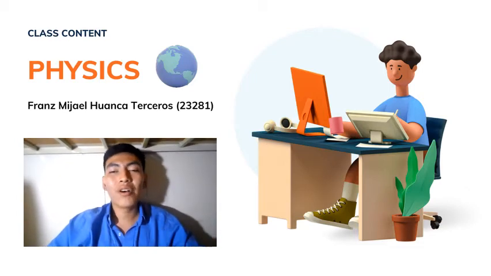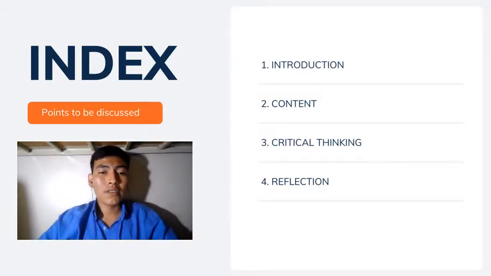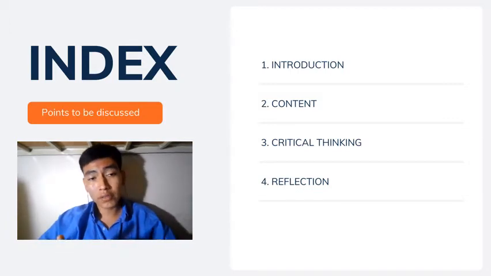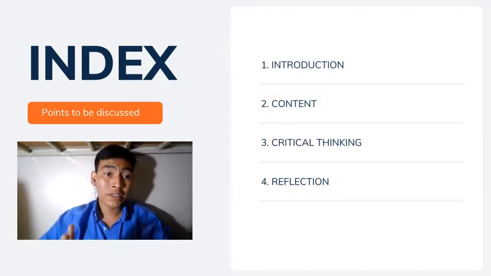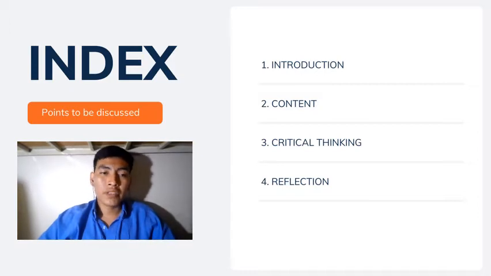I will talk about the importance of the class material seen in the academic program of physics. In this opportunity, this video is divided into different parts. First, we will begin by giving a brief introduction. Then we will share some of the content seen in this quarter, give our critical thinking, and finally, end by giving our reflection on all that we have learned.